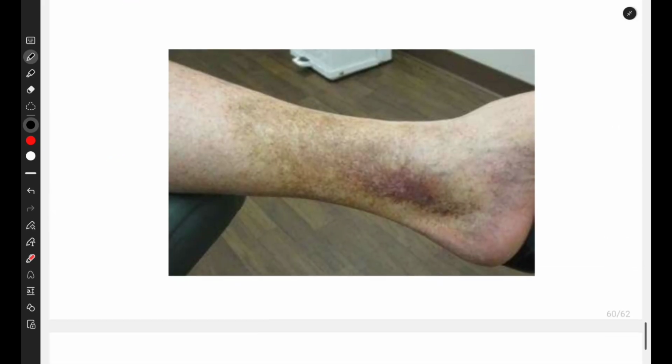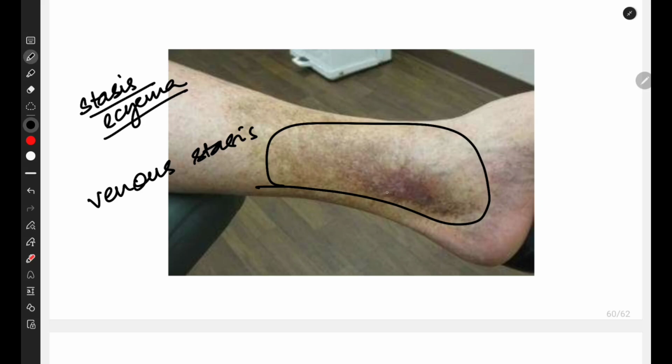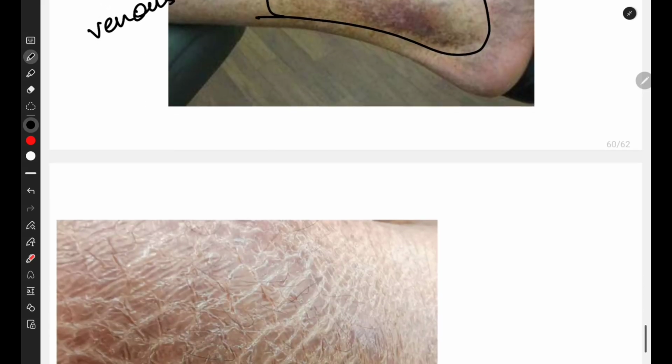Then coming to stasis eczema. Stasis eczema is due to venous insufficiency like varicose veins. So venous stasis will be there, so there will be stasis over this area. Then there will be color change over the area and it causes eczema. It's called stasis eczema.